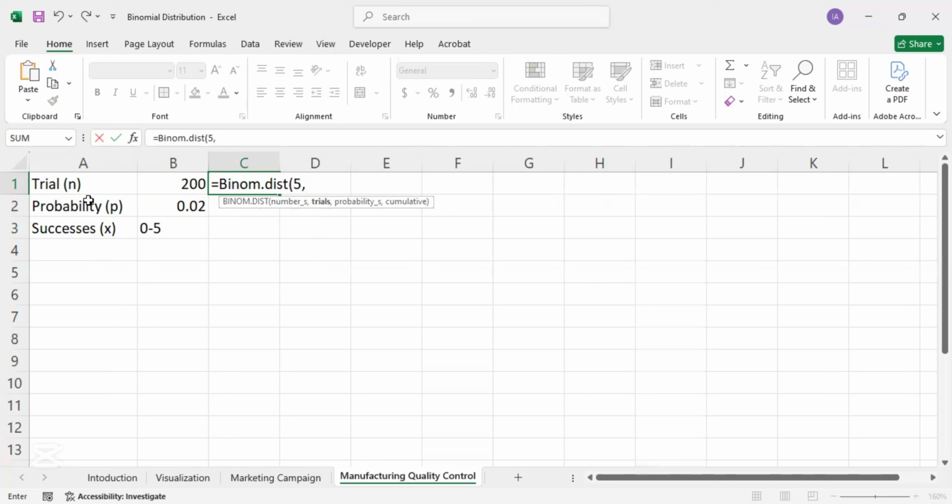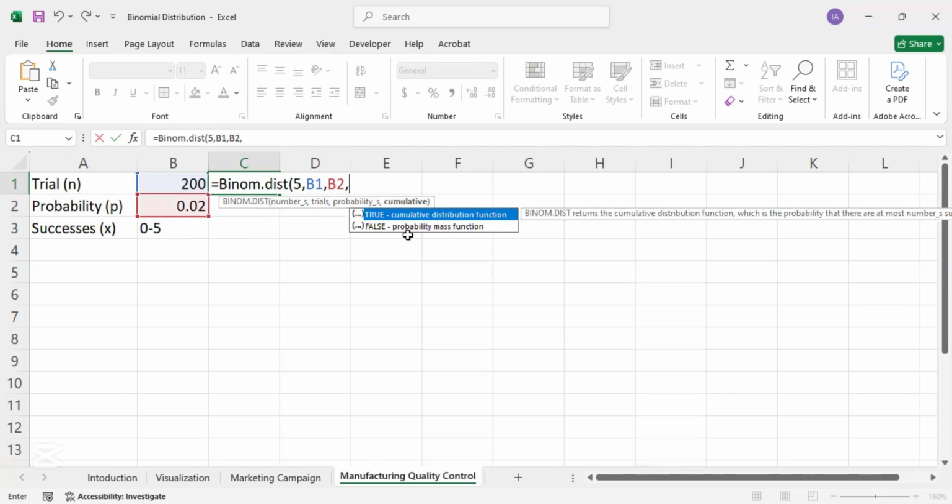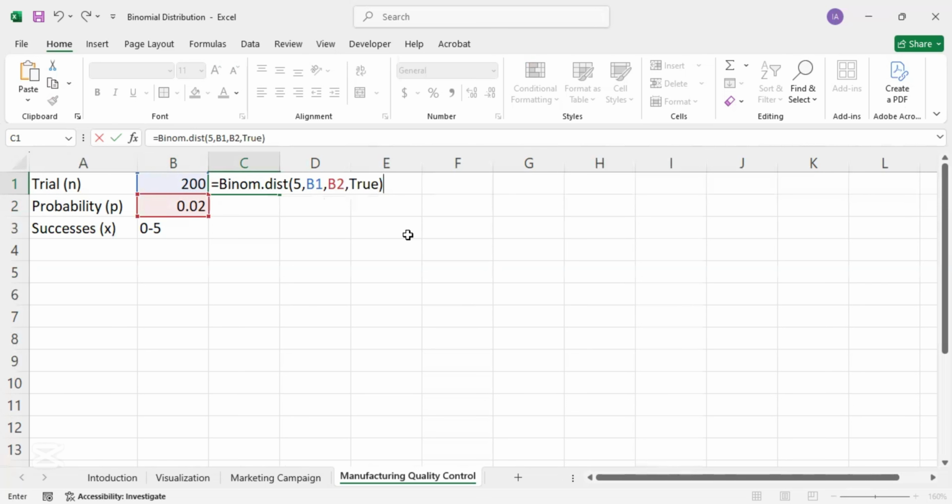So the number of trials is 200, right? And it's in B1, comma. The probability is 0.02, which is in B2, we say comma. For cumulative, we want to use true, okay? Because we want a cumulative distribution function. Like I explained earlier, we want a cumulative of 0, 1, 2, 3, 4, 5 through, okay? Close our parentheses and hit enter.